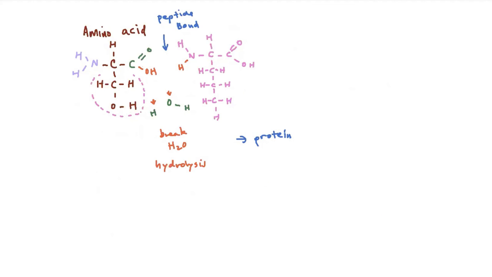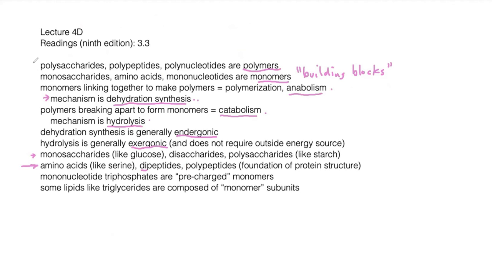Okay, so let me go back to our outline here. We talked about everything up here early in the lecture. Dehydration synthesis is the mechanism of anabolism. Hydrolysis is the mechanism of catabolism. Endergonic and exergonic. Monosaccharides to polysaccharides, belonging to the class of carbohydrates. Amino acids polymerizing to form polypeptides in the family of proteins. Mononucleotide triphosphates are precharged with those extra couple of phosphate groups giving them that extra energy that allows them to make polynucleotides without an outside energy source, but it's still a polymerization.